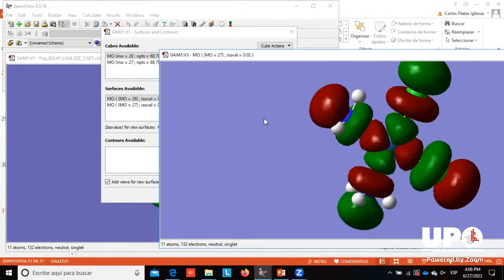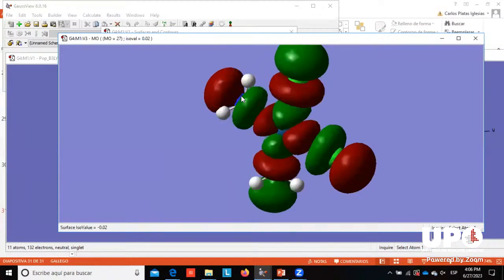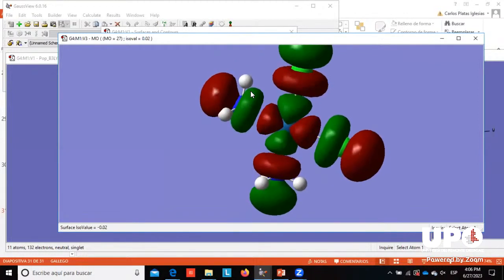And it is indeed a dx squared minus y squared orbital, you see it. And of course, this is anti-bonding with respect to the interaction with the ligand. That's an anti-bonding molecular orbital. So it looks good, right? And you could, yes, load any other molecular orbital, of course.